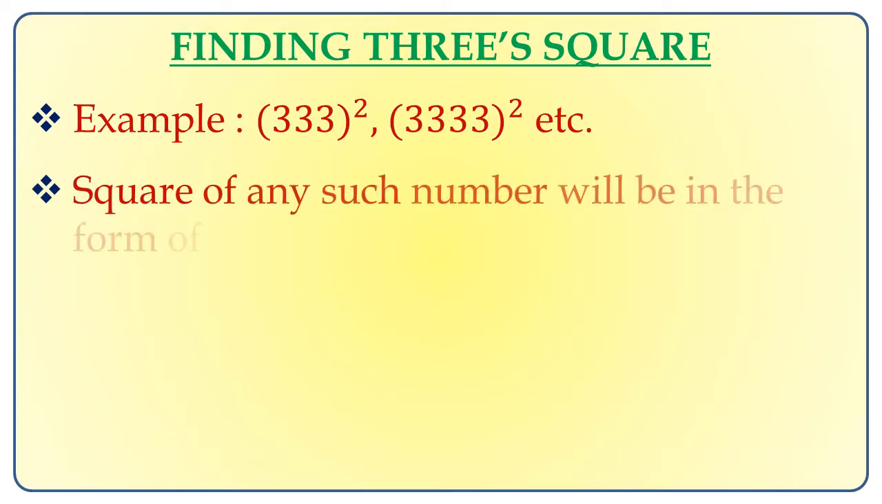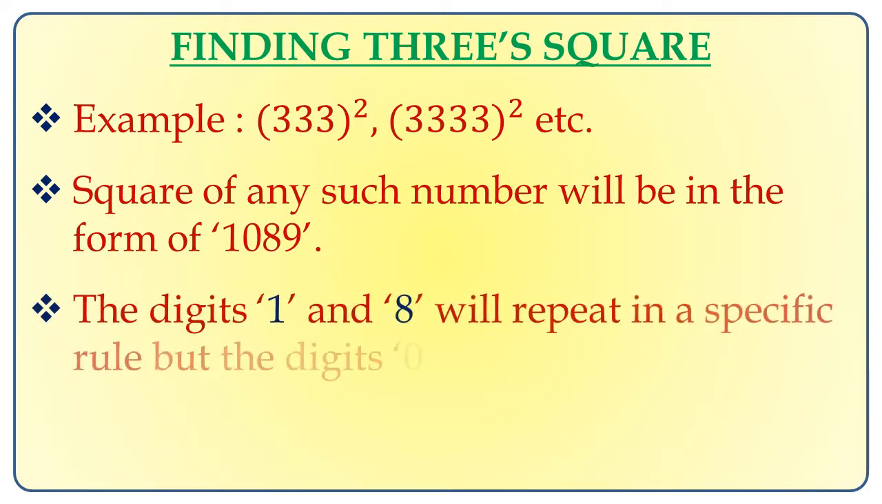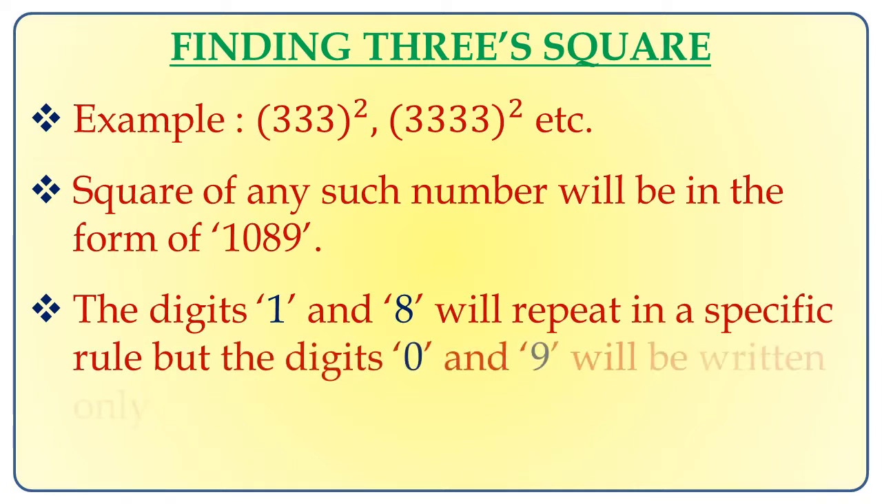The square of any such number consisting of 2 threes, 3 threes, 4 threes, the answer will be in a pattern of 1089. Always the answer will consist of these 4 digits, 1089, where 1 and 8 will repeat in a specific logic. There is a specific reason on which 1 and 8 will repeat, and 0 and 9 will not repeat. In that case, 0 and 9 will be written only once. Let us take one example to understand this question very clearly.